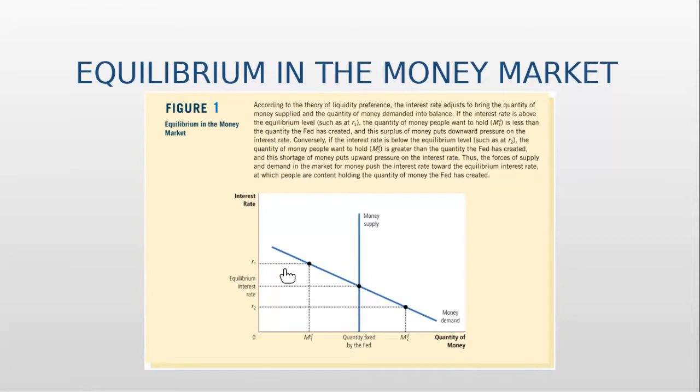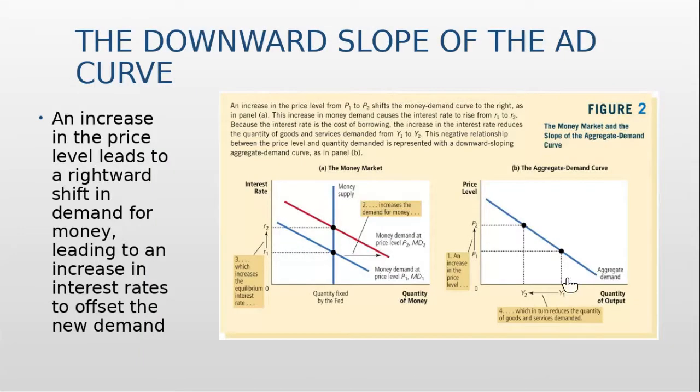Now notice that again, at higher interest rates, there's a lower quantity of money demanded, and at lower interest rates, there's a higher quantity of money demanded. So the downward slope of this AD curve reveals to us that an increase in the price level leads to a rightward shift in the demand for money overall, which leads to an increase in interest rates to offset the new demand.